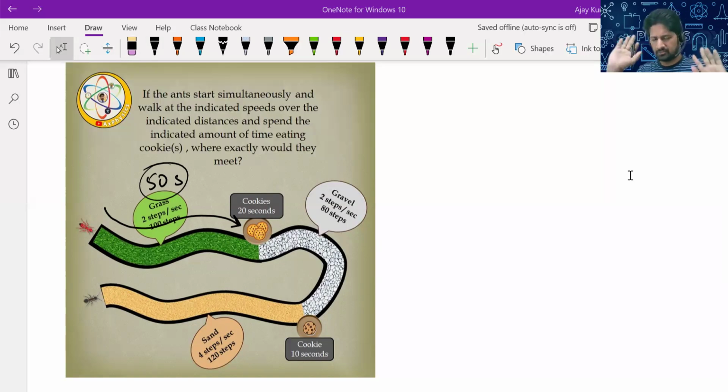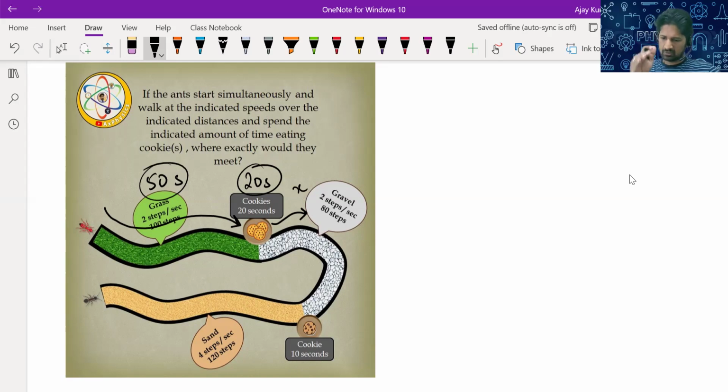Okay, let's say you assumed that that happens. Fine. So 50 seconds here, then 20 seconds eating these cookies, and then you assumed it moves through gravel also for some time X. After that, the black ant moves on sand and 40 minus X time on gravel. Why 40 minus X? I didn't understand. Okay, total time taken on gravel you found out as 40.